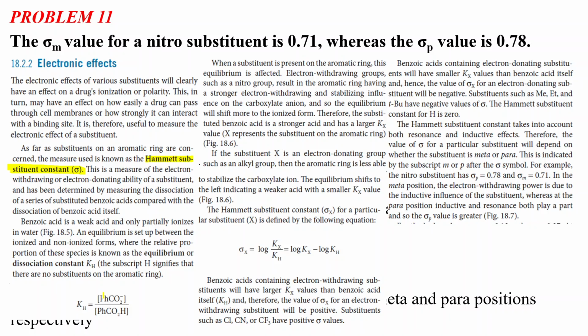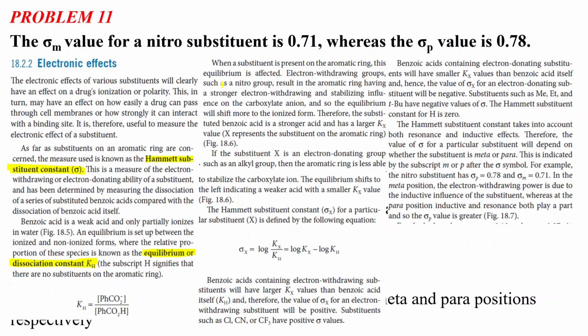So this is the KH value, which is the concentration of PhCOO minus divided by PhCOOH, where H signifies that no substituents are on the aromatic ring. So KH is the equilibrium dissociation constant for only benzoic acid without any substituent. When a substituent is present on the aromatic ring, this equilibrium is affected.